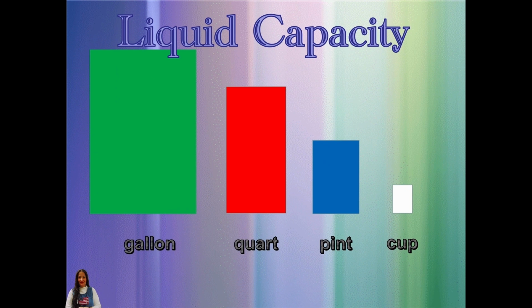Liquid capacity. For this lesson, the green piece of paper represents 1 gallon. The red piece of paper equals a quart. The blue equals a pint, and the white equals a cup. Arrange your paper in this same order, from large to small. Take your time. You can stop the video now if you need to.